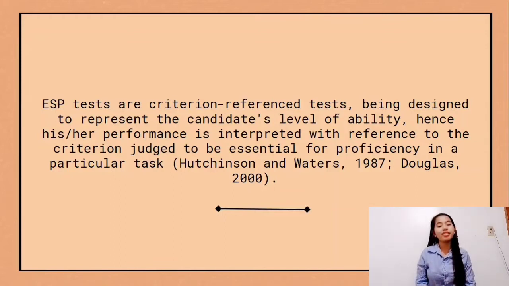Moreover, the ESP tests are criterion referenced tests designed to represent the candidate's level of ability. Hence, his or her performance is interpreted with reference to the criterion judged to be essential for proficiency in a particular task. Thus, an ESP test calls for an interaction between the test taker's language ability and the specific purposes content knowledge on the one hand and the test task on the other, and the test results.